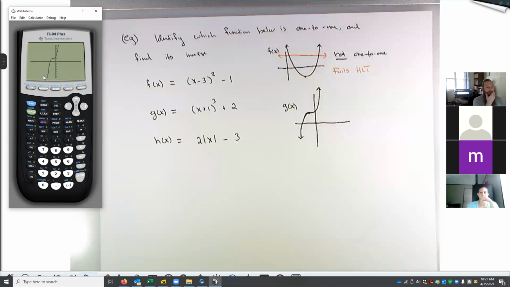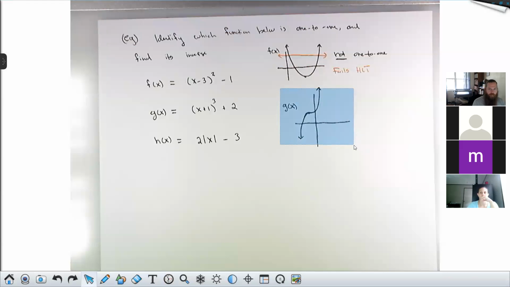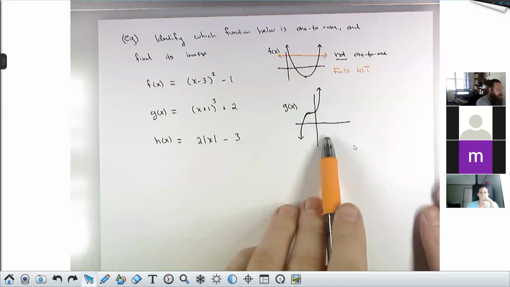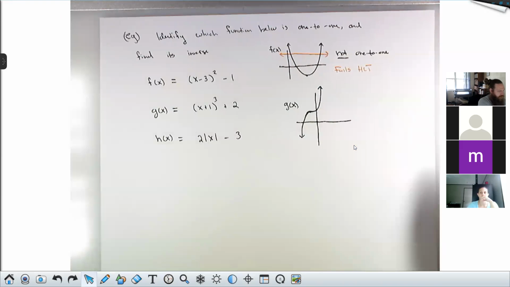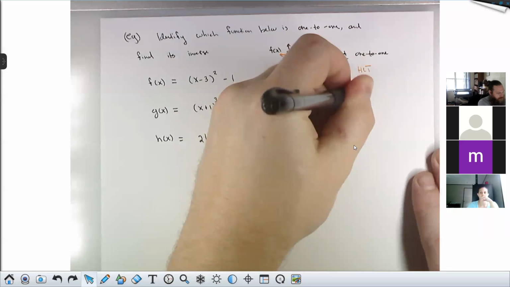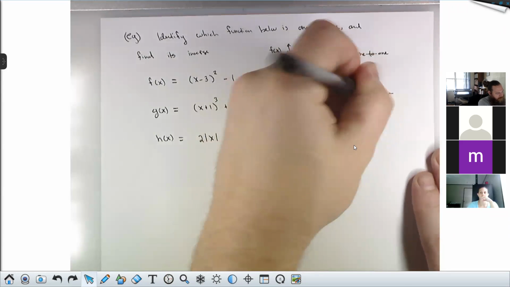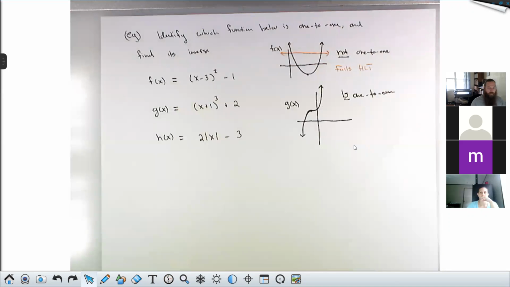Is this 1-to-1? Does this pass the horizontal line test, or does it fail the horizontal line test? Yeah, this one passes the horizontal line test. No matter where I were to draw a horizontal line, it'll hit this graph at most once. This is 1-to-1. So I could skip H in theory, right? Because I say only one of these is 1-to-1.